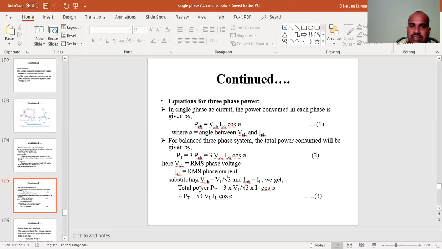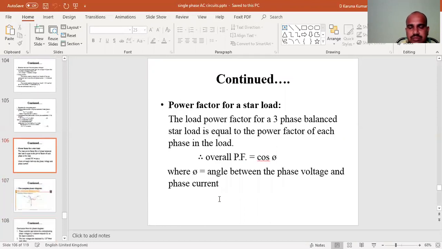Substituting, the voltage is different. Phase voltage equals VL by root 3, because VL equals root 3 times the phase voltage, and the phase current is the same. So total power equals 3 into VL by root 3 into IL into cos phi. So the final power value in star connection is root 3 into VL into IL into cos phi.